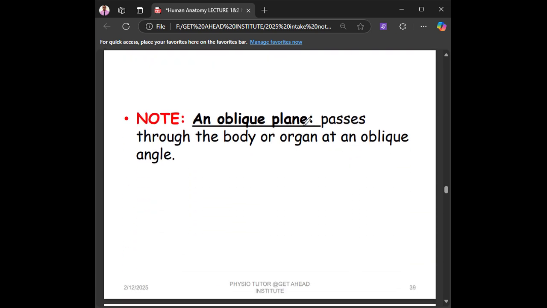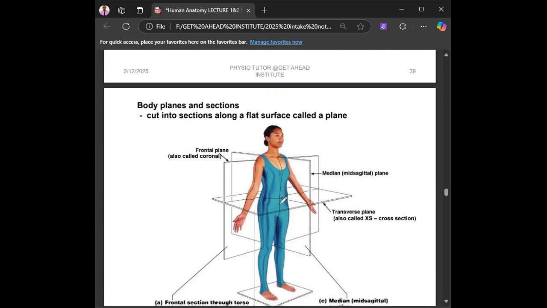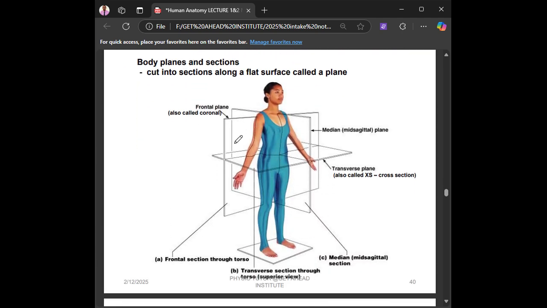Then we also have what we call an oblique plane. This oblique plane passes through the body or organ at an oblique angle. The oblique plane is not at 90 degrees to any angle, but it passes at an oblique angle. So these are the body planes that we are talking about.